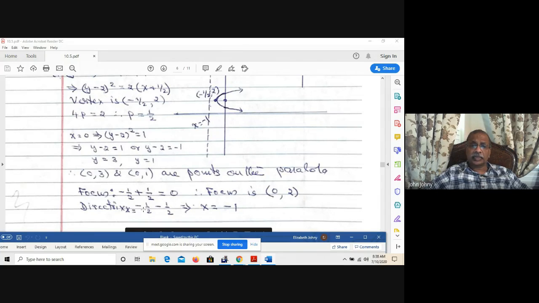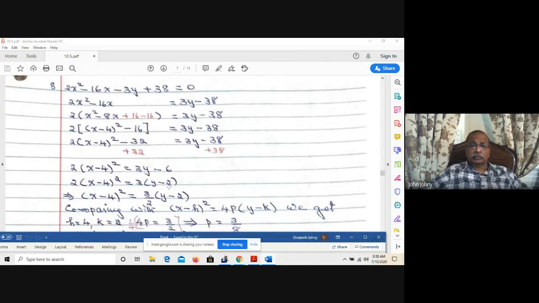Directrix is again h minus p. So negative 1/2 minus 1/2 is equal to negative 1. So x is equal to negative 1, and that is how you draw it.